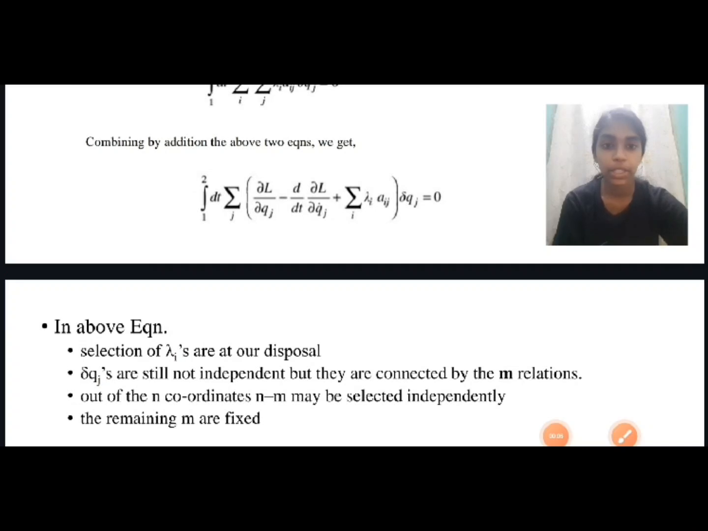From the above equation, we can generate four points, the first being that the selection of Lagrange multipliers λi is at our disposal. The δqj's are still not independent because they are connected with m relations, that is, m number of constraints. So when we subtract the m constraints from the n generalized coordinates, we get the independent coordinates, which is n minus m. The remaining m are fixed.